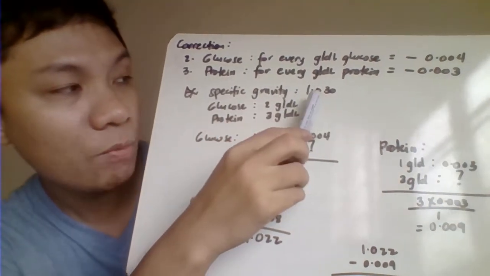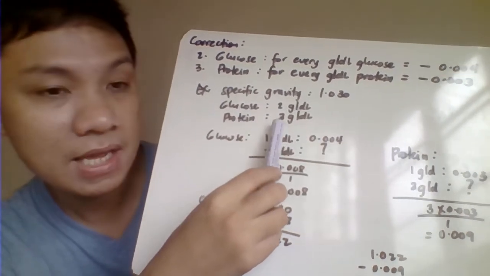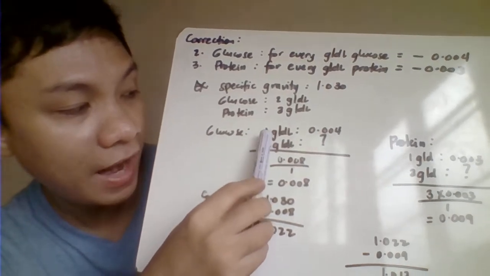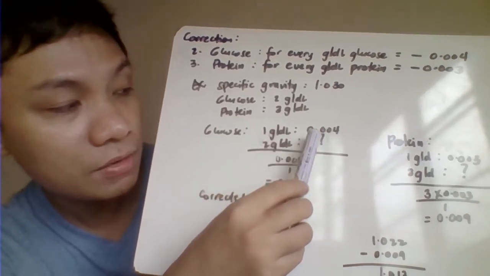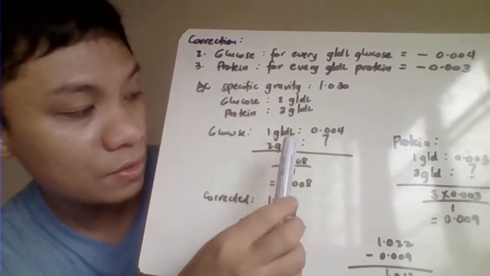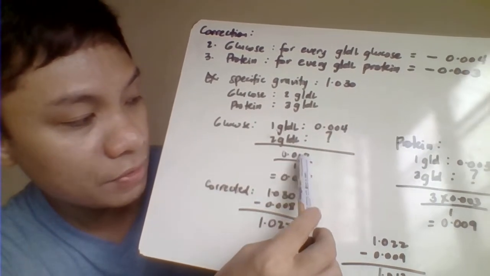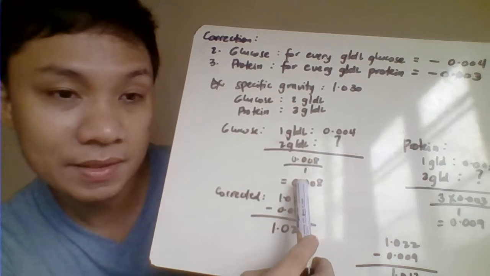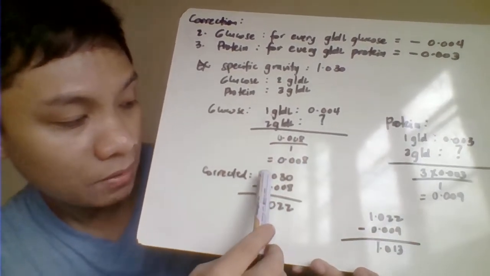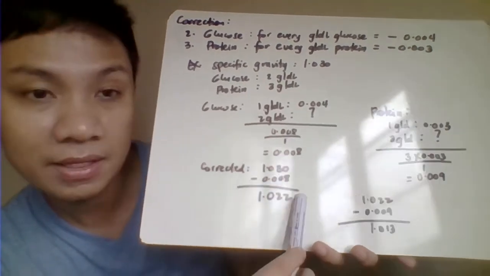Specific gravity obtained here is 1.030. The glucose present in the urine is 2 grams per dL. The protein is 3 grams per dL. For the correction for glucose, for every 1 gram per dL of glucose, you need to minus 0.004. Since the given is 2 grams per dL, again ratio and proportion: 2 multiplied by 0.004 is 0.008, divided by 1, that's 0.008. What do we do with 0.008? We minus it. 1.030 minus 0.008 gives you 1.022.